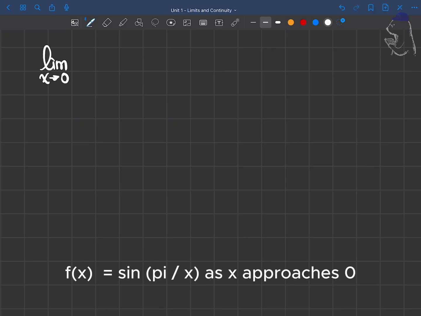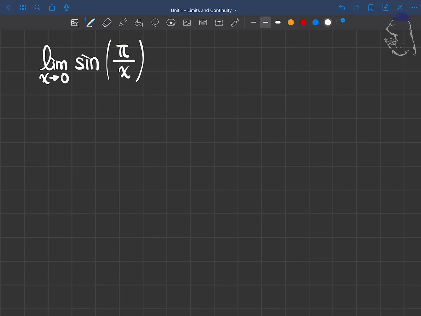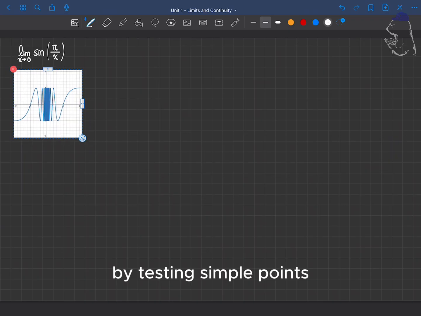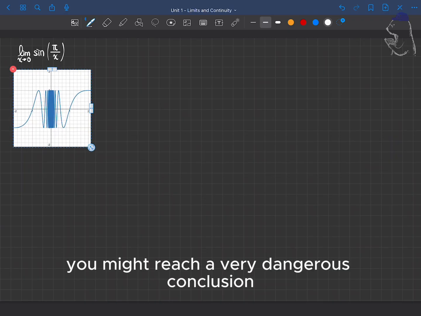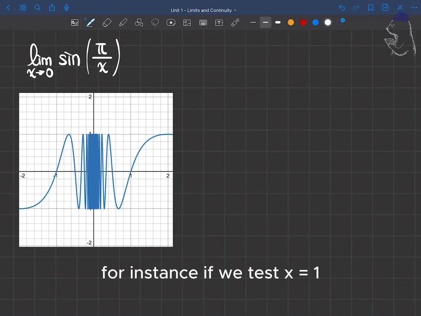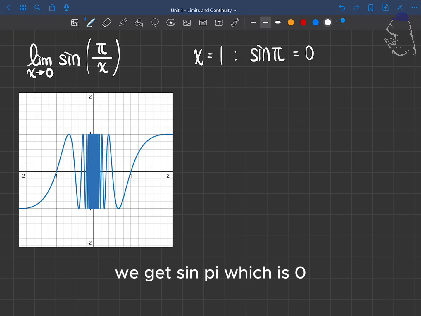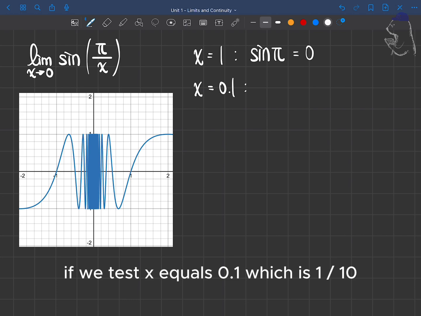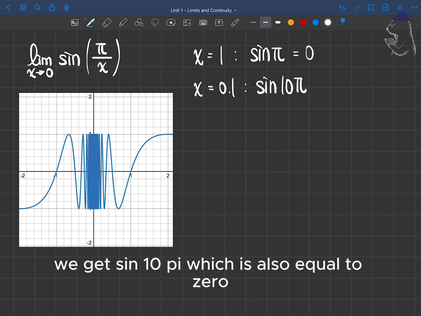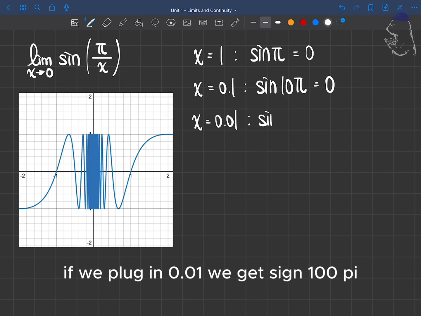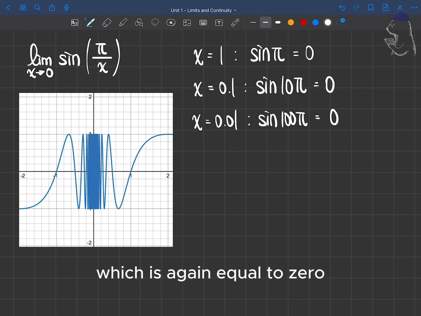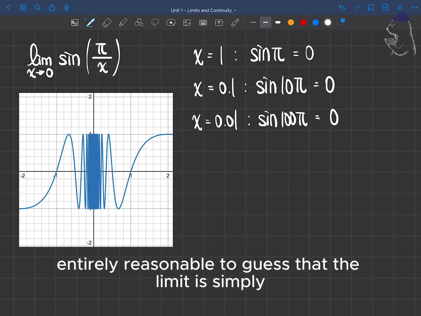Let's look at a function f of x equals sine of pi over x as x approaches 0. If you attempt to evaluate this numerically by testing simple points, you might reach a very dangerous conclusion. For instance, if we test x equals 1, we get sine pi, which is 0. If we test x equals 0.1, which is 1 over 10, we get sine 10 pi, which is also equal to 0. If we plug in 0.01, we get sine 100 pi, which is again equal to 0. It seems entirely reasonable to guess that the limit is simply 0.